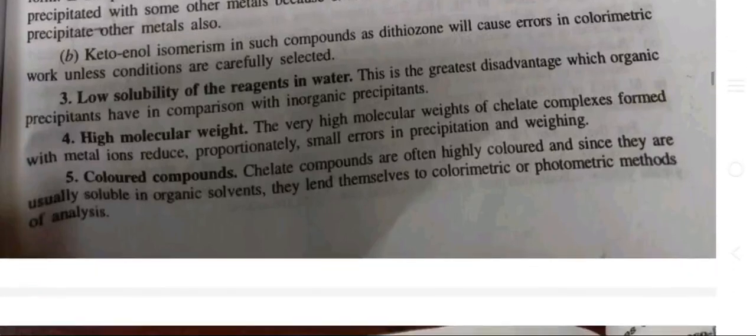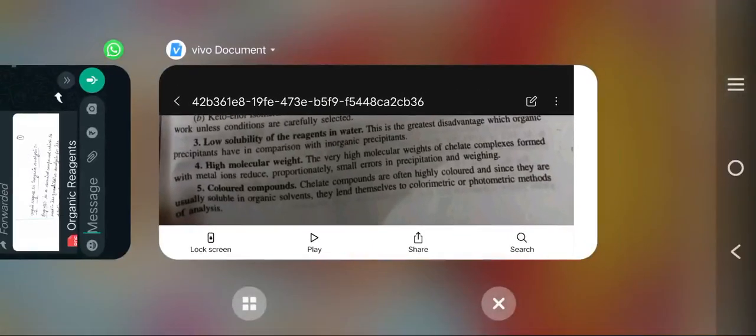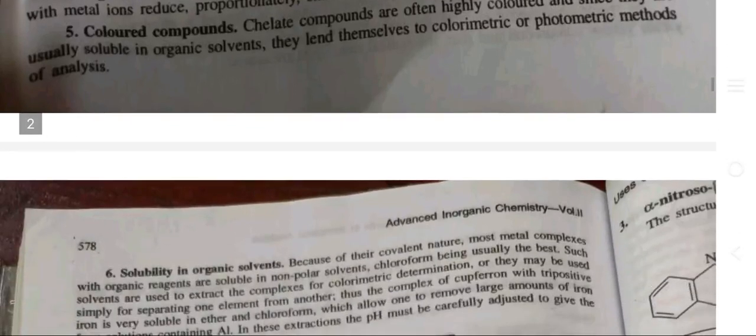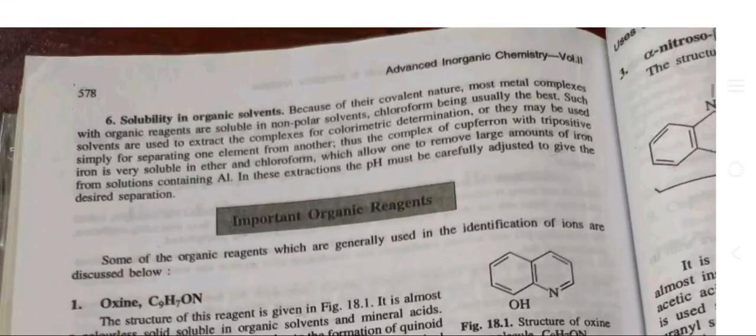Low solubility of the reagents in water. This is the greatest disadvantage which organic precipitants have in comparison with inorganic precipitants. High molecular weight. The very high molecular weight of chelate complexes formed with metal ions reduces proportionality of small errors in precipitation and weighing. Colored compounds. Chelated compounds are often highly colored, and since they are usually soluble in organic solvents, they lend themselves to colorimetric or photometric methods of analysis.